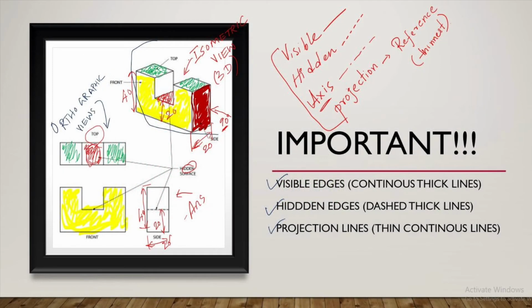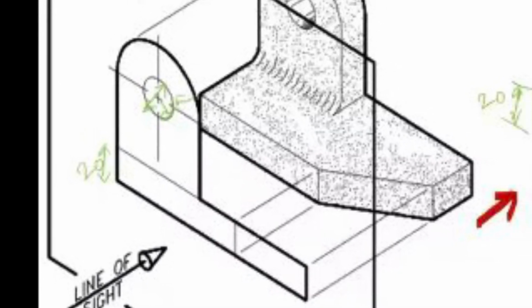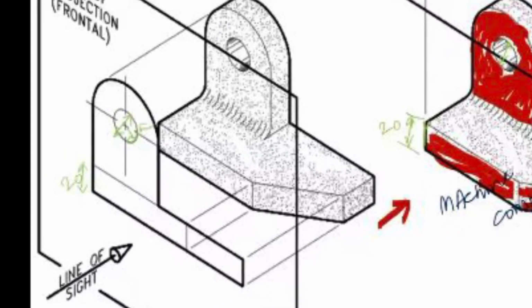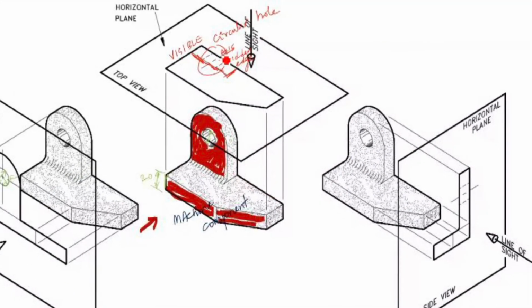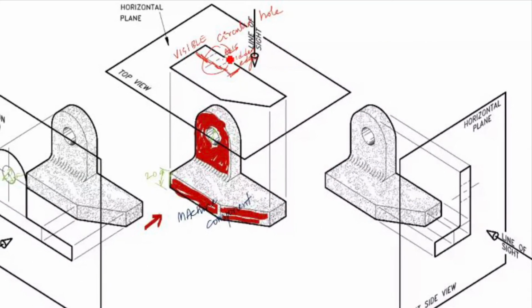And this picture gives us a clear understanding of differentiating the visible, hidden, axis line and projection lines. So keep these things in your mind while you are drawing the orthographic projections and make sure you differentiate the lines properly. Now let us check these three lines with a simple example with this line of sight given in this drawing itself. You see in this picture, the shaded red part will give us the front view.